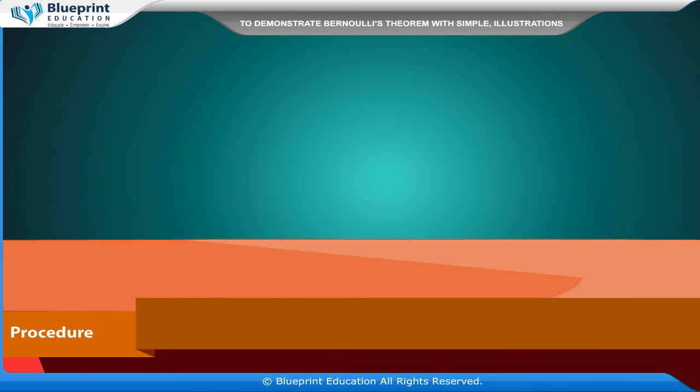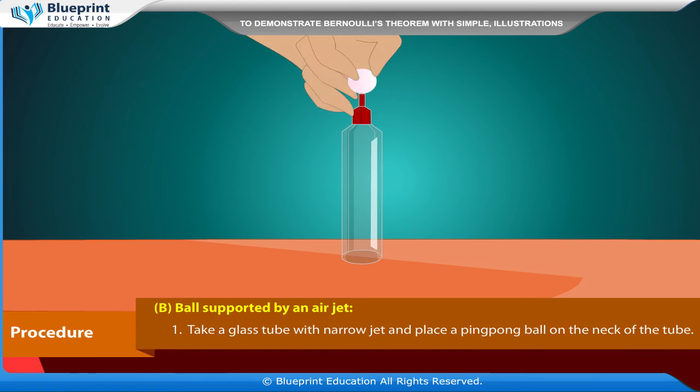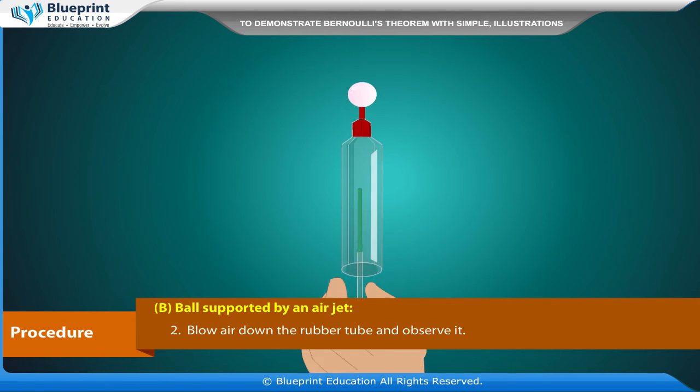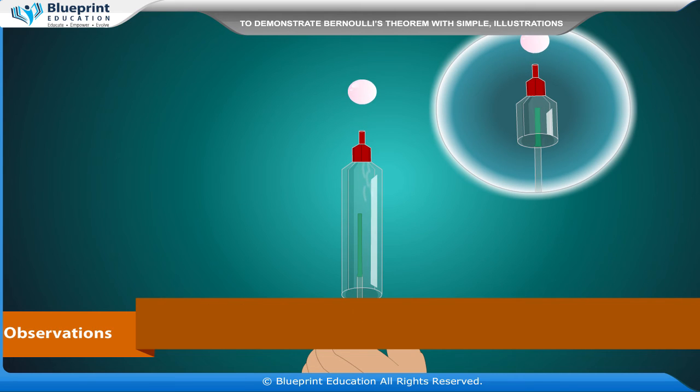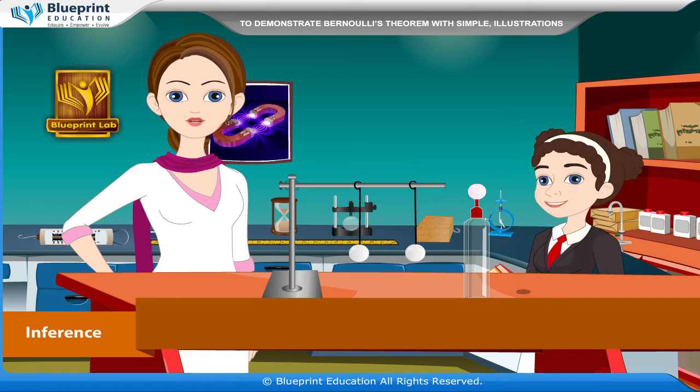The second situation is ball supported by an air jet. Take a glass tube with narrow jet and place a ping pong ball on the neck of the tube. Blow air down the rubber tube and observe it. Observation: it is observed that the ping pong ball is suspended in the air by the air flow.